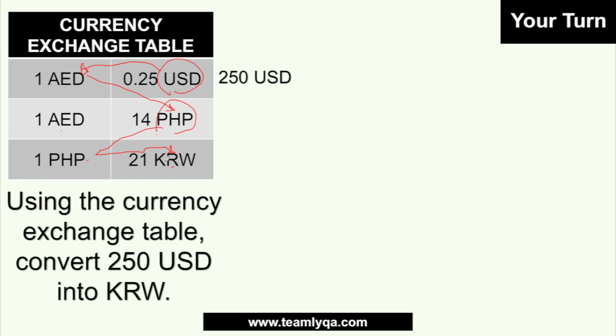So, again, you'll start with this, 250. Yun yung first na hinahanap natin. Next, ano ba yung may equivalent ang USD? Ang may equivalent ang USD ay AED. So, imumultiply ko siya. Ang lalagay ko sa ilalim, again, para makancel yung USD, eh yung USD, which is 0.25 USD. Tapos, you have 1 AED sa taas. Okay? And then, makakancel na tong unit na to.